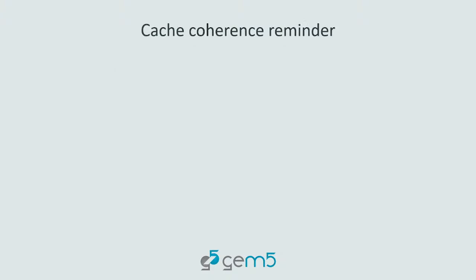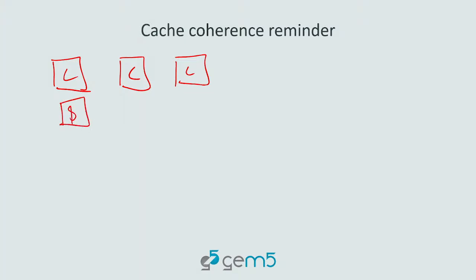Okay, so I want to do another brief cache coherence reminder. So let's see, how do we want to do this? So if we have a system with multiple CPU cores, these have some private caches. And then we're going to have a directory. So in here can be really any kind of topology.